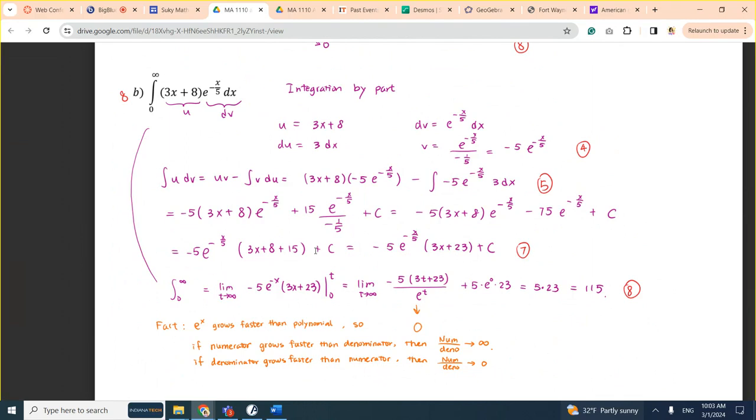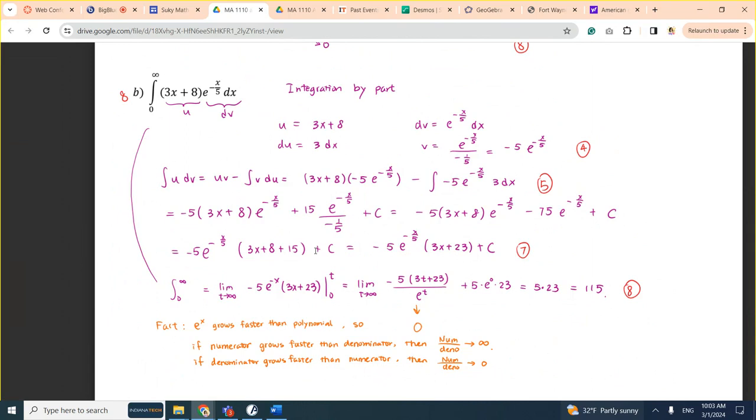But here, there is a tricky part. Because you're not only having the numerator, you have your numerator and denominator, they are both functions of t. In this case, you have to determine which function goes to infinity faster. Imagine you have numerator and denominator. If your numerator grows faster, then the fraction goes to infinity. But if your denominator grows faster, what happens? It goes to zero. Exactly.